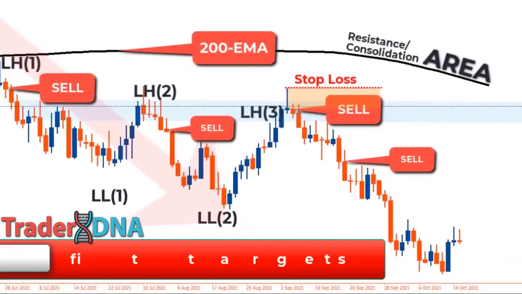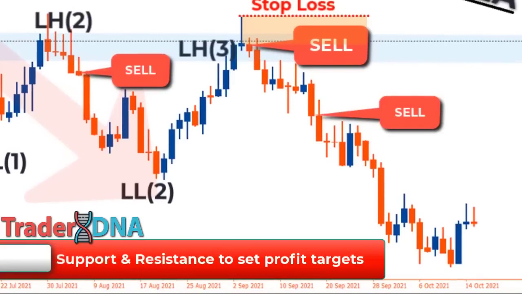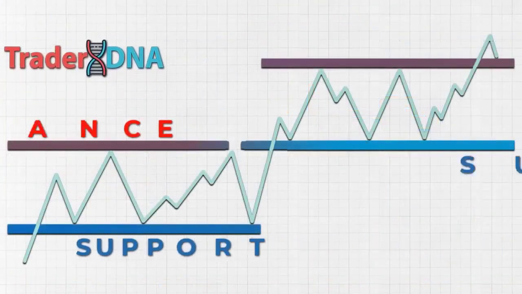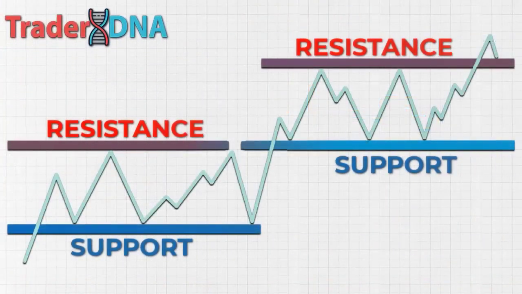Using support and resistance to set profit targets. Traders often use support and resistance levels to set profit targets. Support and resistance levels are price levels where the market has historically shown a tendency to stall or reverse.